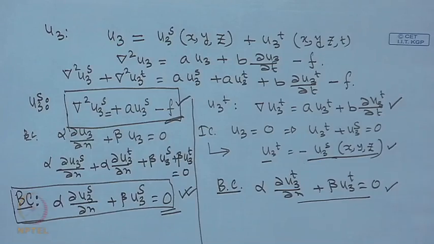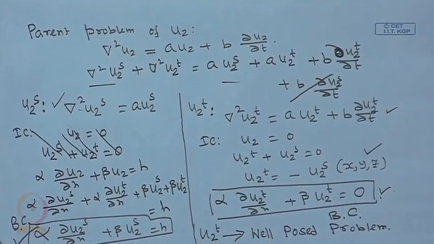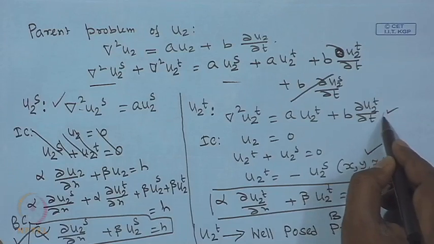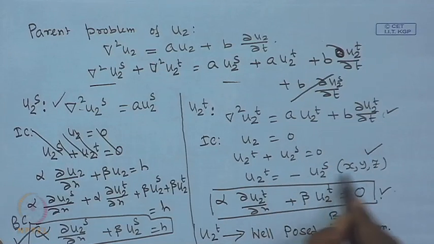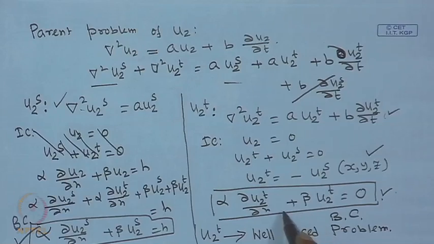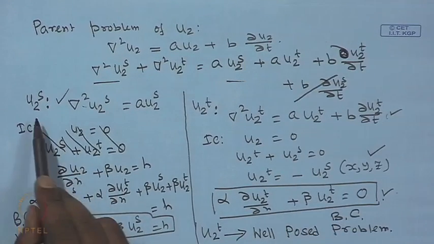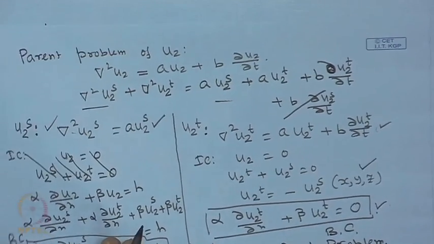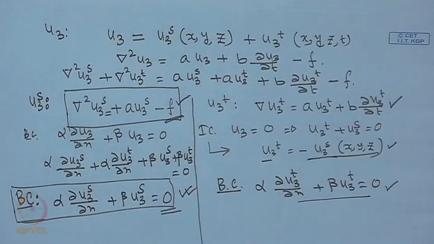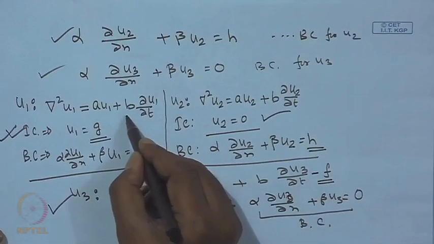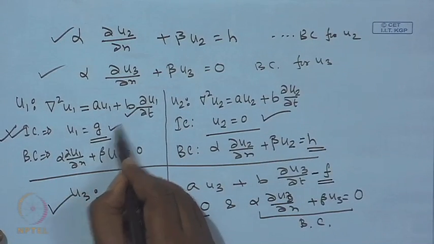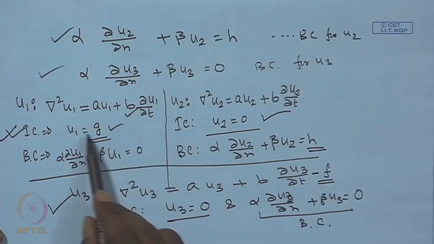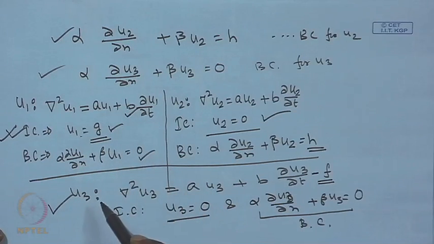Similarly, if you look into the other sub problems, U2T has a homogeneous governing equation, a non-homogeneous initial condition and a homogeneous boundary condition. In case of U2S, it is a homogeneous governing equation, and a non-homogeneous boundary condition. So, only one source of non-homogeneity is present there, and in case of U1 it is an ill-posed problem. In this case the governing equation was homogeneous, the initial condition was non-homogeneous and the boundary condition was homogeneous.